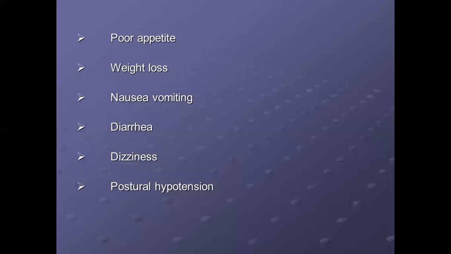Appetite is decreased because steroid stimulates the appetite. So usually there is weight loss, poor appetite, nausea, vomiting, sometimes diarrhea, unexplained diarrhea with weight loss, and hypertension, especially postural hypotension. You may think about Addison's disease. The dizziness is definitely because of the postural hypotension.